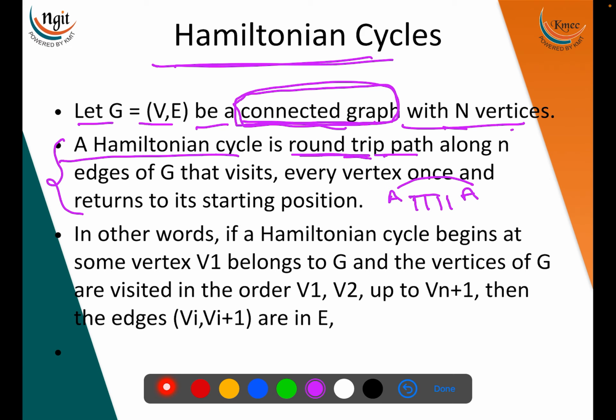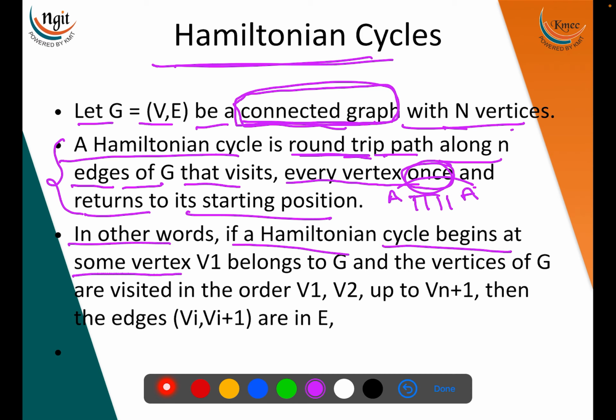Now, round trip path along with n edges of graph G that visits every vertex once and returns to its starting position. In other words, if a Hamiltonian cycle begins at some vertex v1, now let us assume that it is v1, and it belongs to graph G.